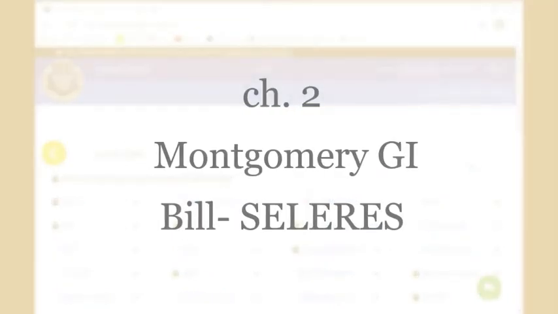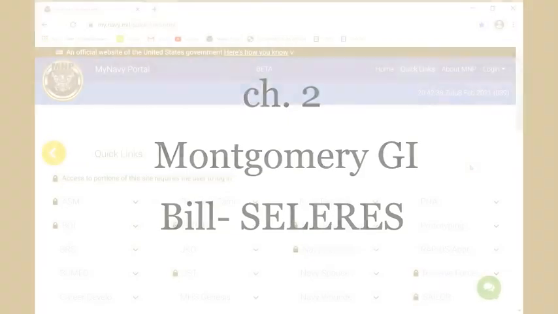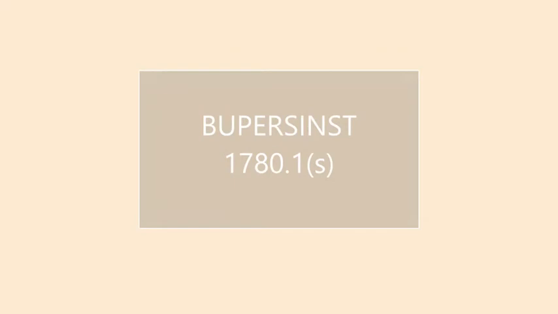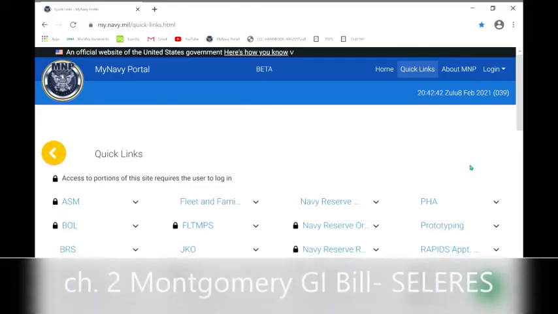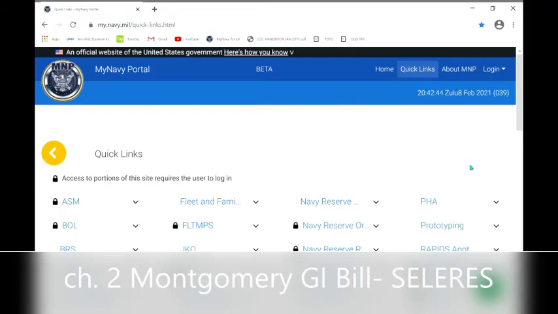Welcome back, team. We will be going over the GI Bill Education Benefits Program. Our reference utilized today will be BUPERSINST 1780.1A, and specifically, we will be diving into Chapter 2, Montgomery GI Bill for the Selected Reserves.